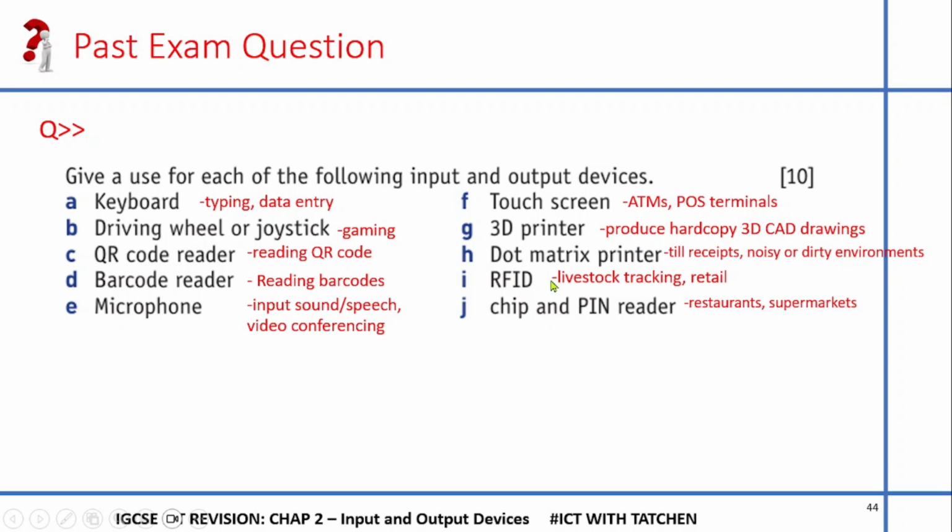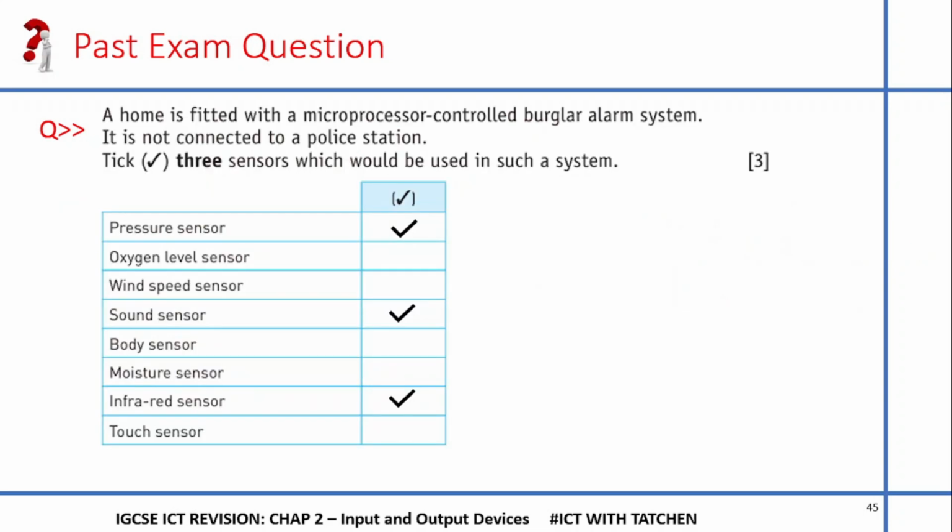And then RFID is used. They can use them for livestock tracking. So people who have livestock usually put RFID chips into them so that they can track their livestock. And then chip and pin reader, typically you find them in restaurants, supermarkets. That's where they use this kind of device.